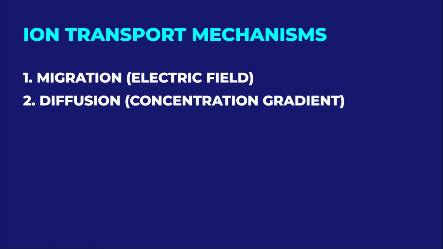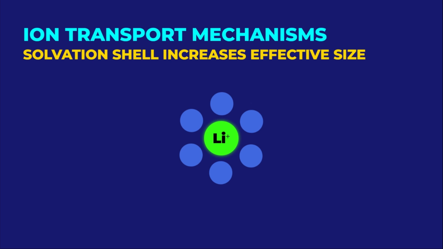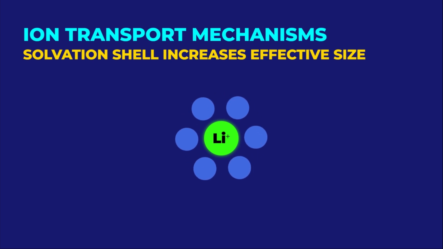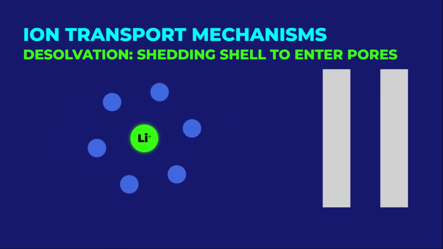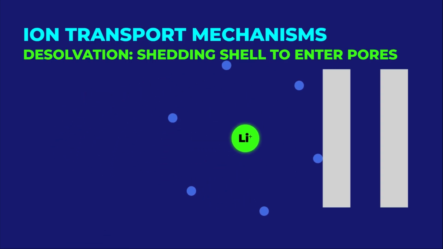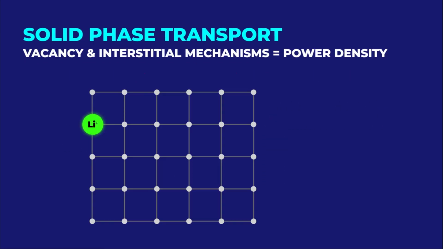Ion transport within the battery involves both migration due to electric fields and diffusion driven by concentration gradients. Within the liquid electrolyte, lithium ions are solvated by solvent molecules, forming a coordination shell that increases their effective size. This shell must be shed as ions enter the narrow pores of the electrode and the crystal lattice of the active materials. The rate of diffusion is governed by Fick's laws and is highly dependent on the tortuosity of the porous electrode structure.